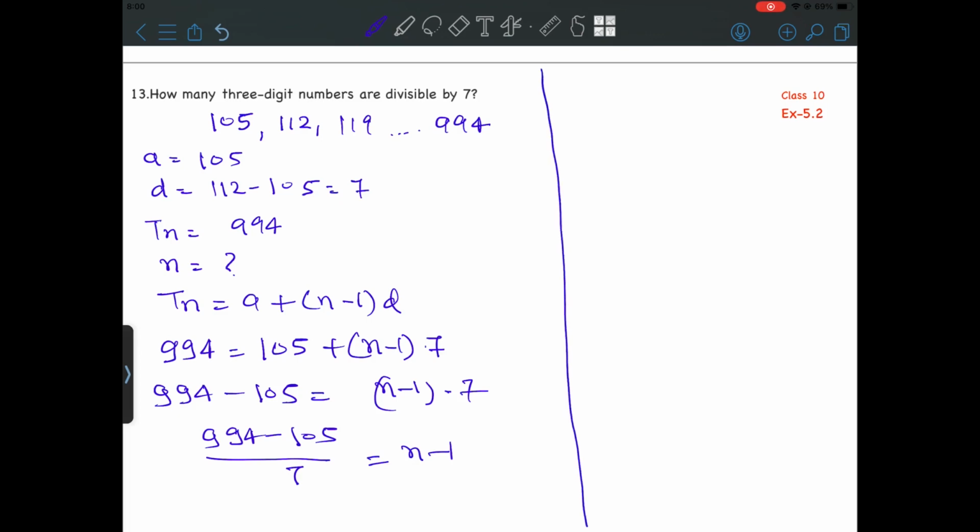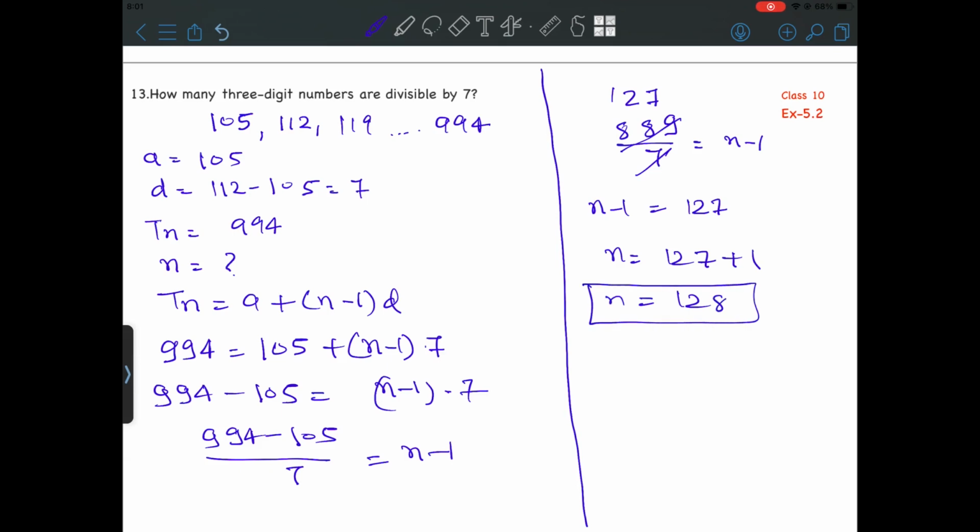If you subtract these two numbers, what do you get? You will get 889 upon 7 is equal to n minus 1. Now let's solve this. 7 1s are 7, 7 8s are 56, 7 9s are 63... so we have got n minus 1 equal to 127. So n will be 127 plus 1, that is 128. So there are 128 numbers which have three digits and are also divisible by 7. So this is how we solve this question.